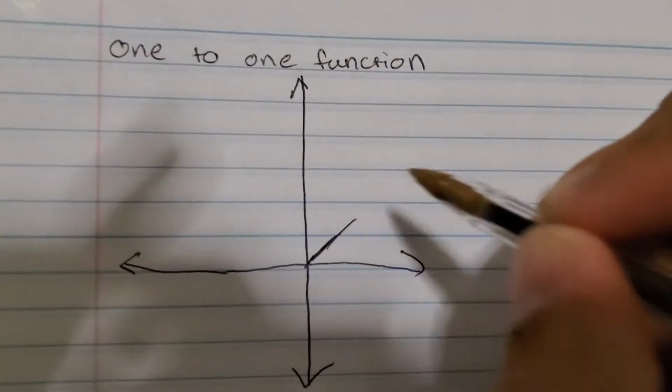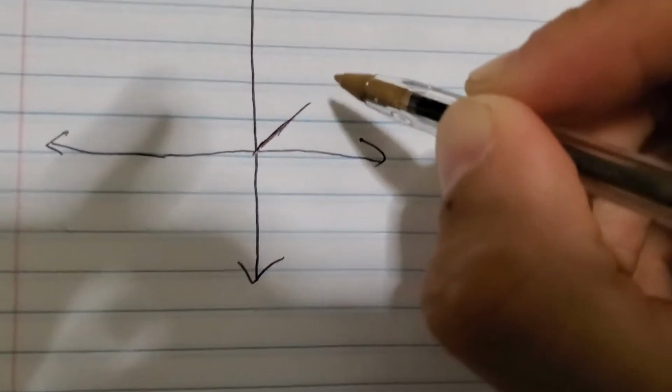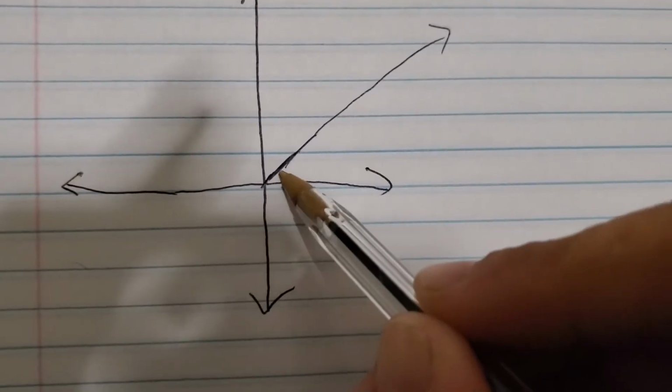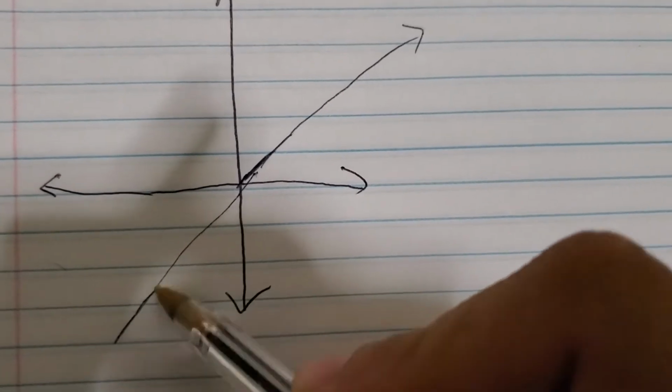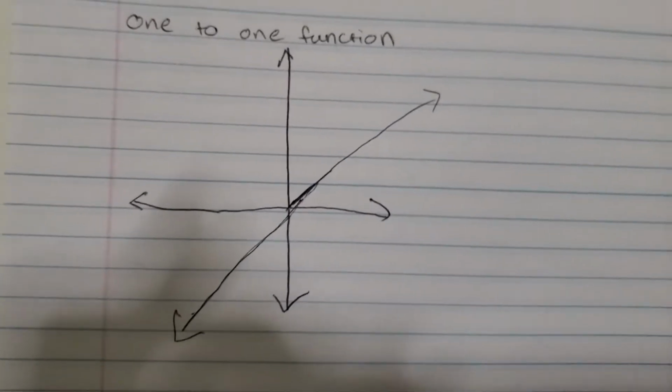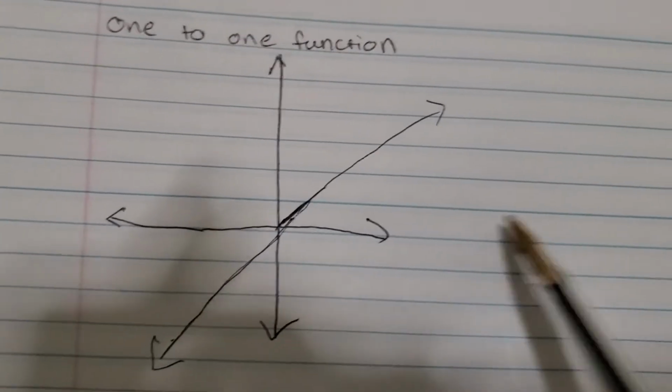Taking that same line, sorry guys, you can't see that. Let me draw that out real quick. Sorry for the horrible drawing, I normally have this done beforehand. So if we take a function, the easiest one being a line going through the origin.